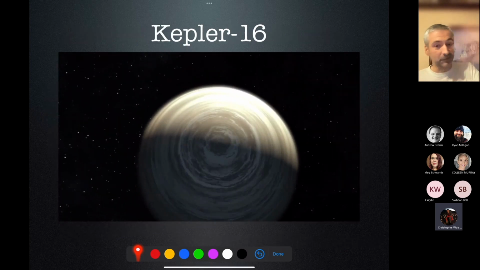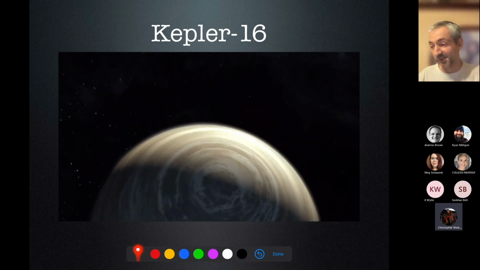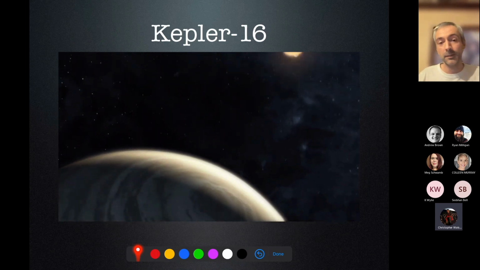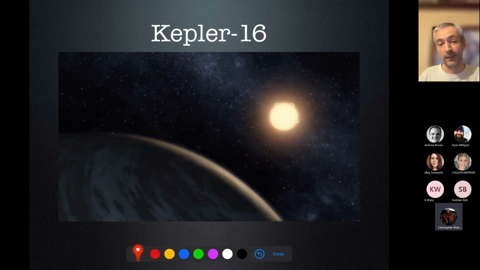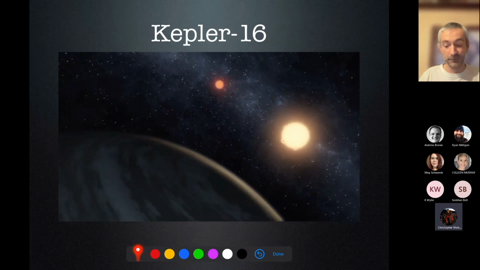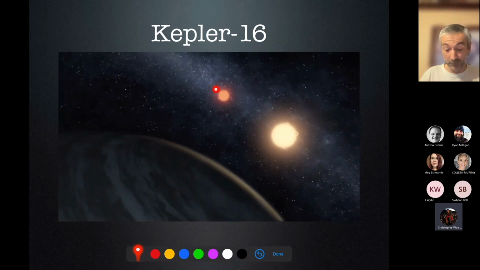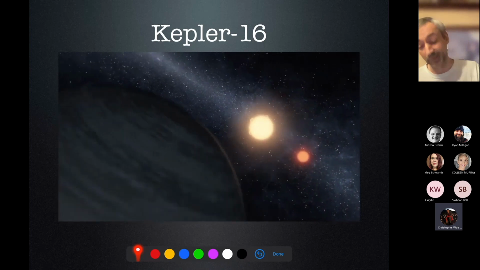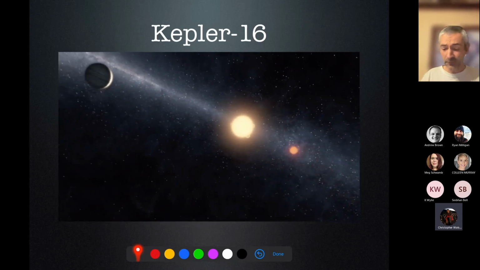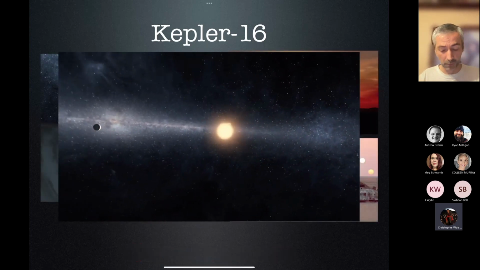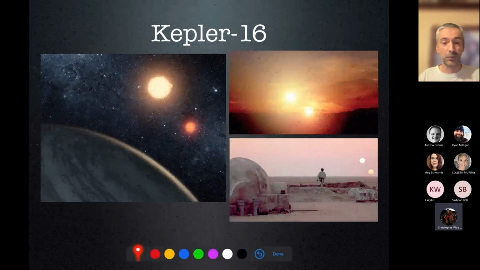We also have systems like this. This is Kepler-16. This is just an animation. But here we have, in actual fact, a planet that is orbiting 2 stars, which in turn are orbiting each other. So this is a binary system. So we get these weird and wonderful worlds. This was called Tatooine when it was actually found.